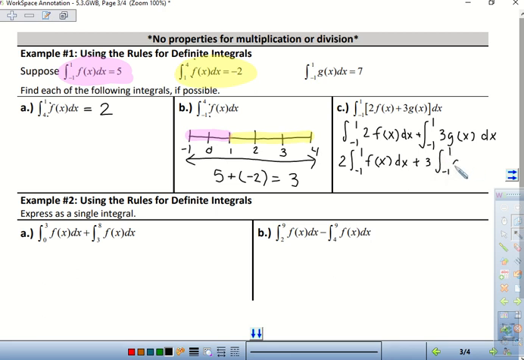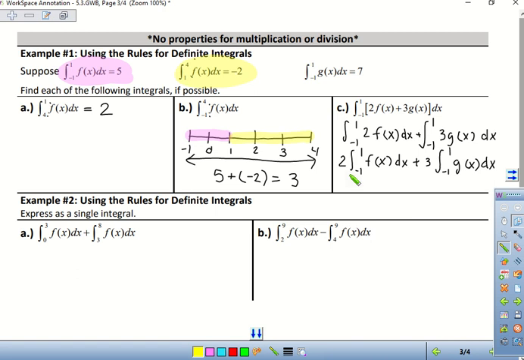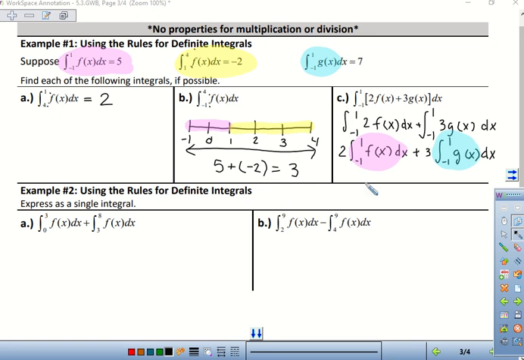And once I've done that, I can now look at what information I have. So I know that the integral of f from -1 to 1 is equal to 5. And then in addition to that, I know that the integral of g of x from -1 to 1 is 7. So what can I do with that information? Plug it in and replace it. So this one's 5 and this one is 7. So that's 31, right?